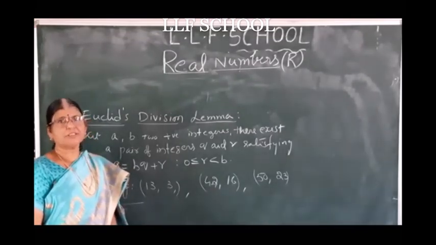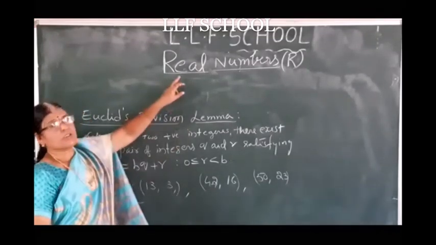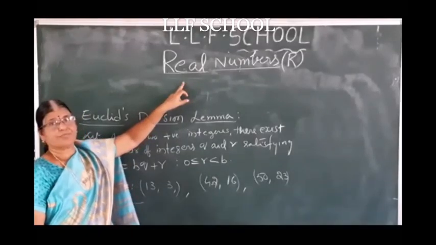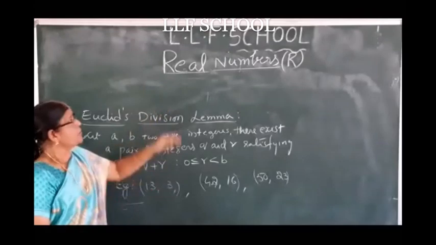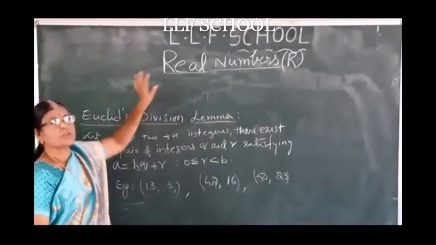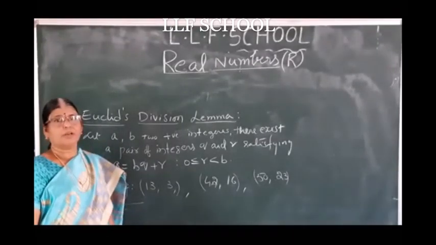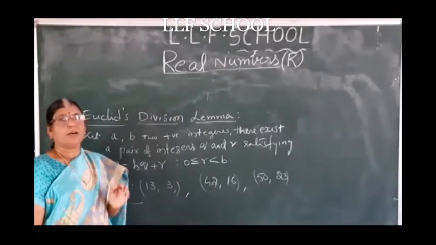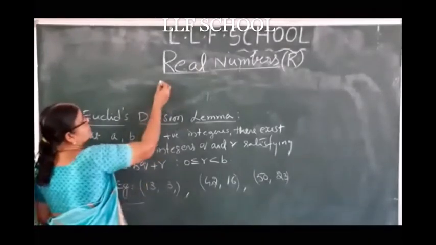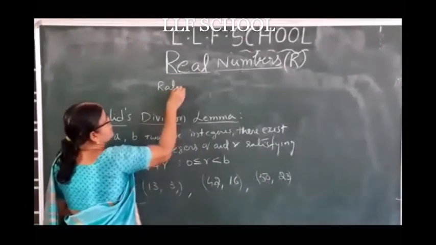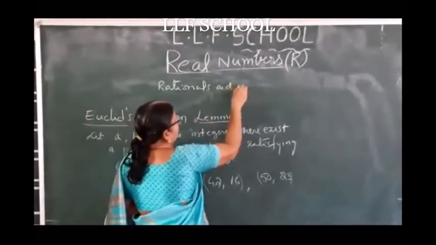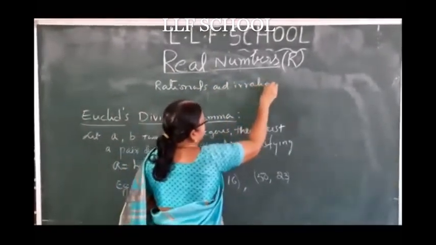Mathematics classes. So our first chapter name is real numbers. It is denoted by R. It is also a set of numbers. It consists of rational and irrational numbers.